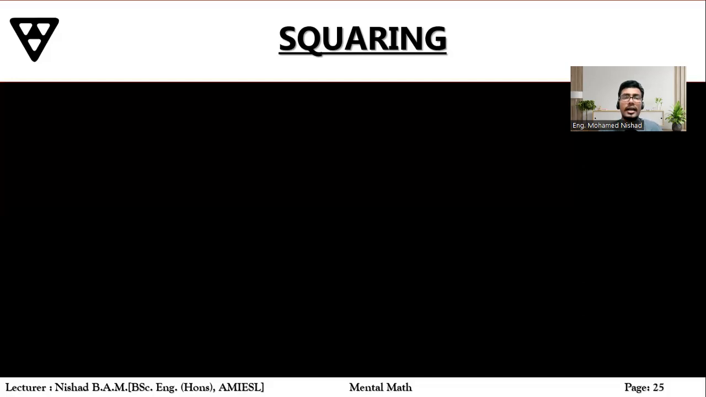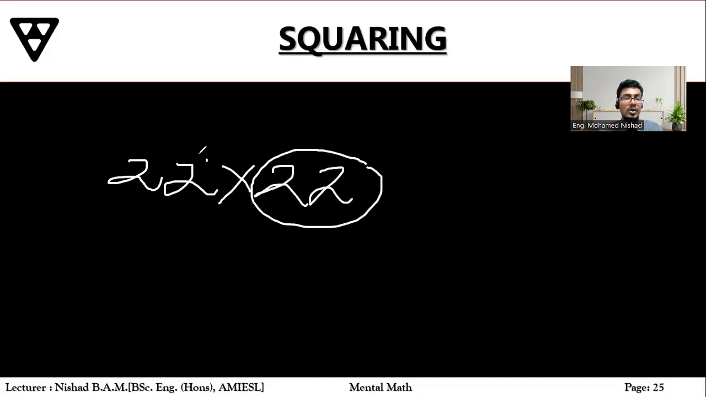Squaring a number means, first of all, we have to understand what squaring is. Squaring is multiplying a number with the same number again, right? If you are going to multiply 22 times 22, this 22 is the same as that 22. If you multiply these two numbers together, we call that 22 squared. So now we are going to square this number.